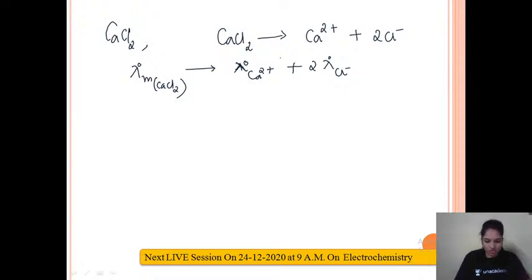Based on this, we also have something called the degree of dissociation. The degree of dissociation means how much any particular electrolyte is dissociating. For example, if you take a strong electrolyte, its dissociation is complete, 100%, right? But if you take any weak electrolyte, then its dissociation is not complete. So how much any substance is getting dissociated is known by a concept called the degree of dissociation.